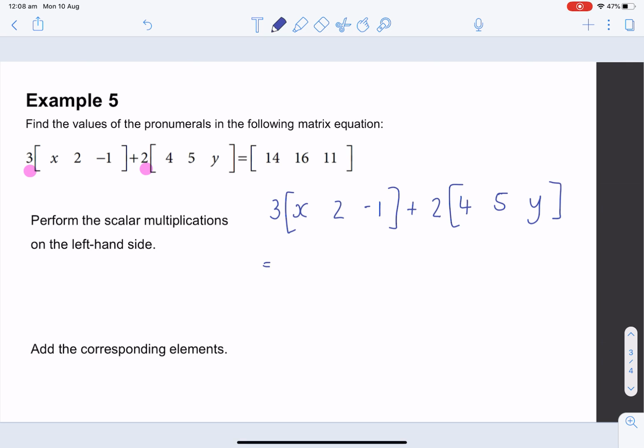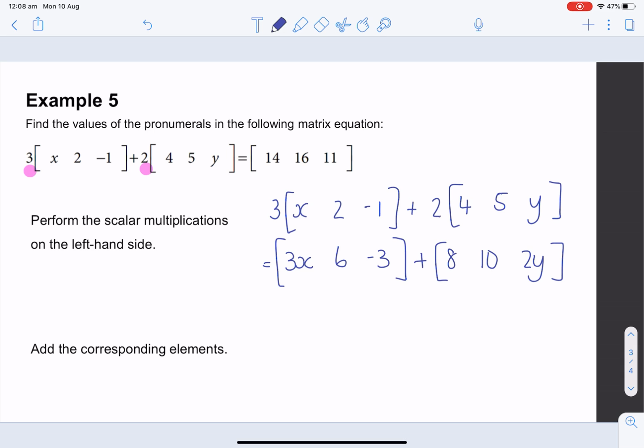So 3 times x is 3x. 3 times 2 is 6. 3 times -1 is -3. And I put my brackets back around that. Then I put my plus sign, and I've got 2 times 4 is 8. 2 times 5 is 10. 2 times y is 2y. And my brackets again.